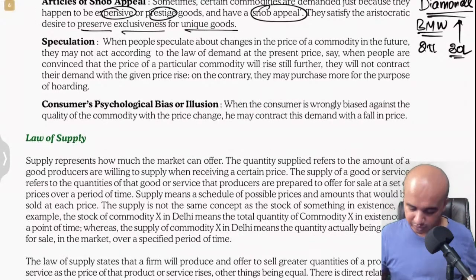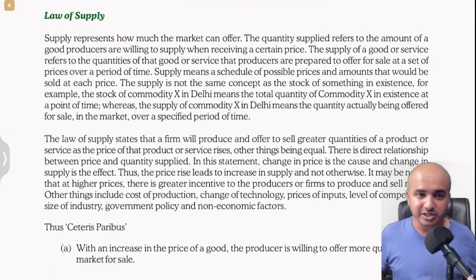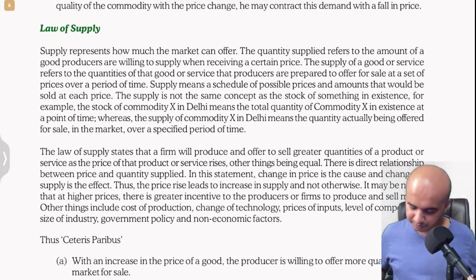Anyway, so then we have finally the final exception, that is consumer's psychological bias or illusion. So again, this is purely subjective. I won't get into that. Let's move on to the next law, that is law of supply.